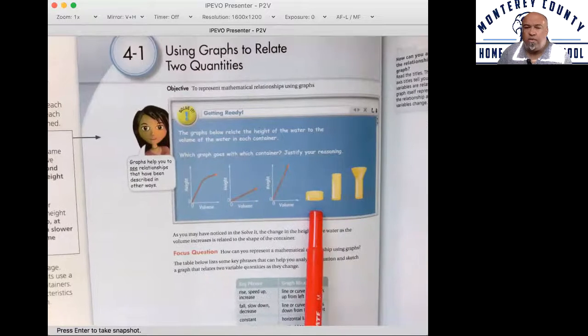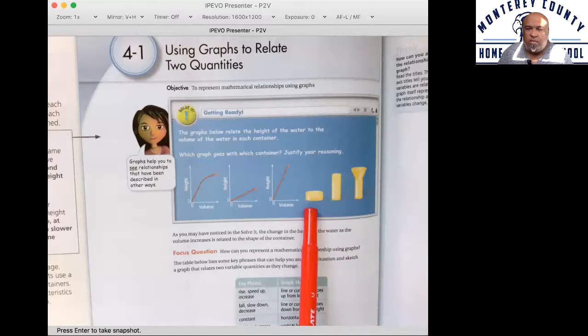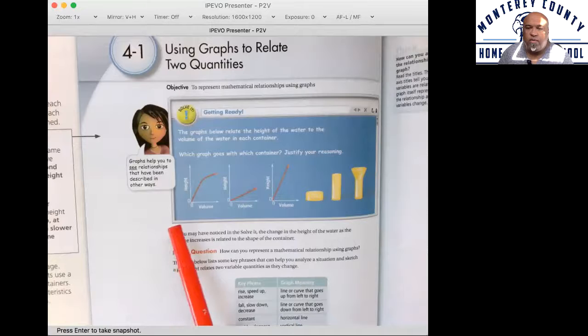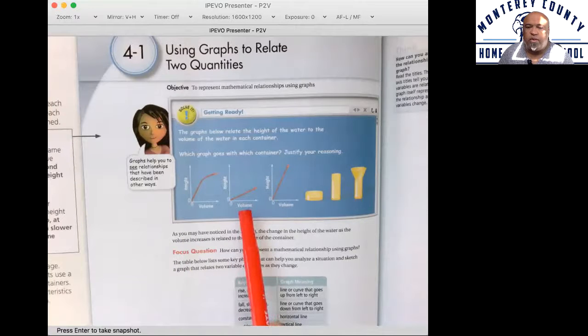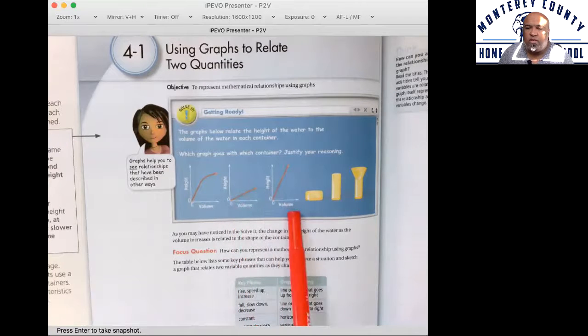Now, if you look at the different containers, let's take a look. The first container is wide but small, or short, I should say. So let's take a look at it. Which one do you think it would go to? Yep, that's right. It's going to go to the center one. Because when you fill up the water's not going to go very high, but you can fill up a lot of water because, as you can see, it's wide.